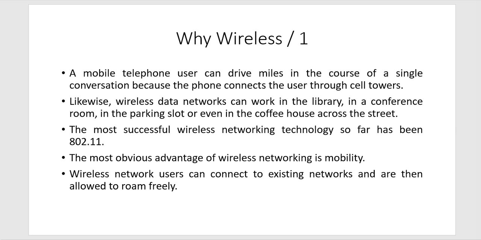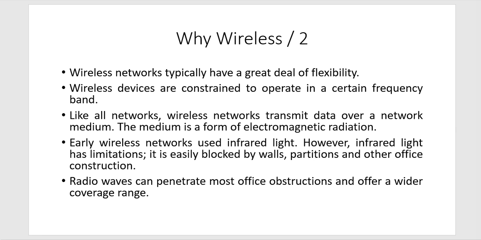The second main point is that wireless network users can connect to the existing networks and freely roam here and there. So this wireless network typically has a great deal of flexibility. Wireless devices are constrained to operate in a certain frequency band. In a similar way, wireless networks transmit data over a network medium. That medium is nothing but electromagnetic radiation.